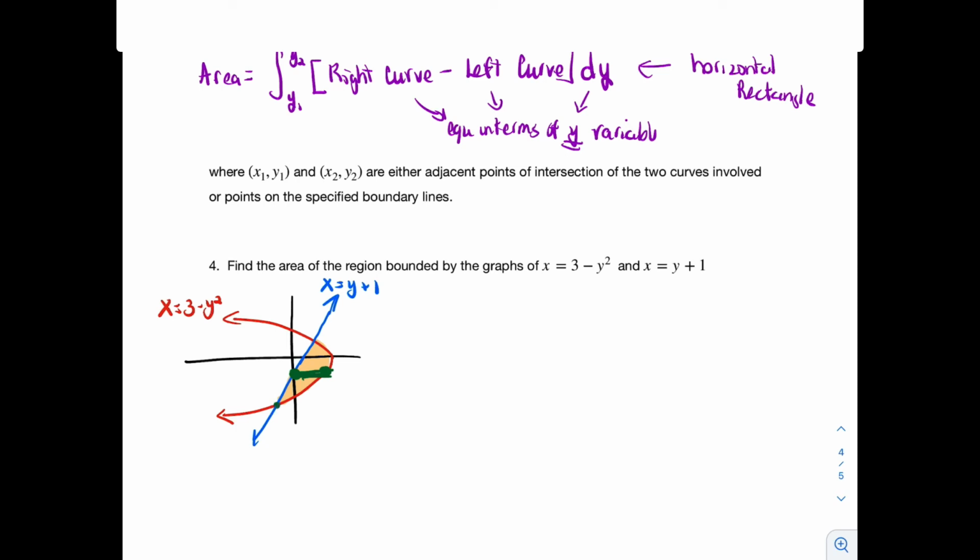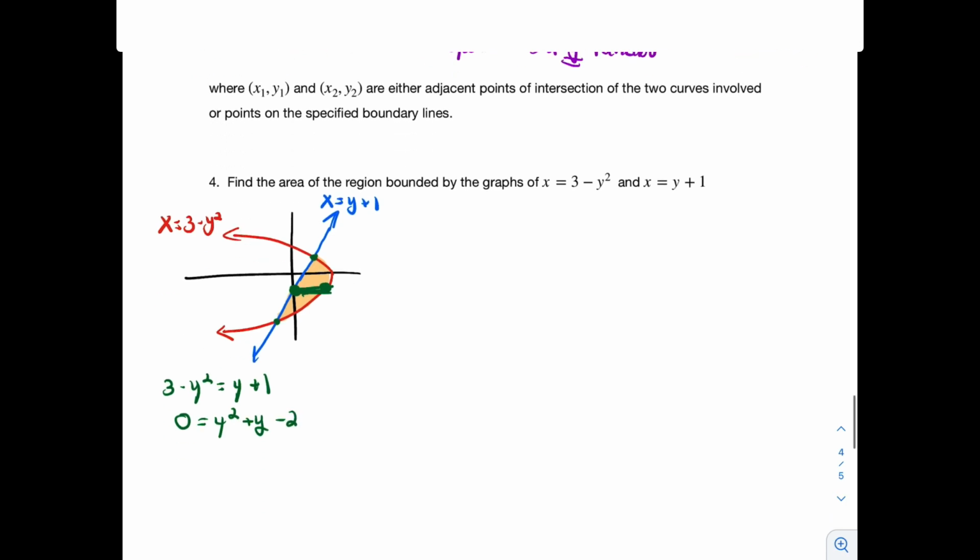Now to solve problems like this, it's going to be the exact same way as with the vertical representative rectangle. First thing we've got to do is find the points where these two graphs intersect by setting the two equations equal to each other. This time we're going to solve for y. And I get y is equal to -2 and y equals 1. So the bottom of this graph is at y equals -2. The highest point of the shaded region is at y equals 1.